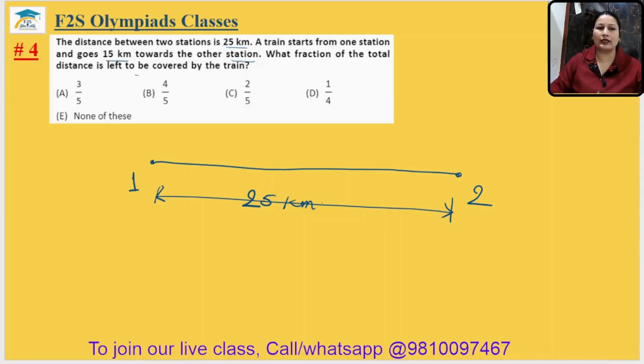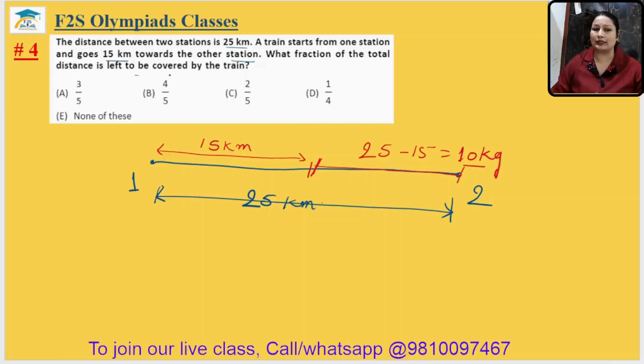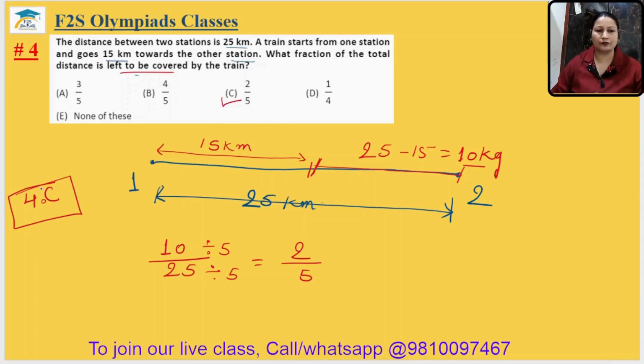25 kilometer is given. 15 kilometer the train has traveled. So we can just write from here to here, it is 15 kilometer. Okay? We have to find the fraction of the rest distance. So what will be this distance from here to here? It will be your 25 minus 15. That is your 10 kilometer. So 10 kilometer is left. We have to find the fraction with the total. So 10 upon 25 after simplification with 5, we will get 2 by 5. It is in the option number C. The fourth answer is option C.